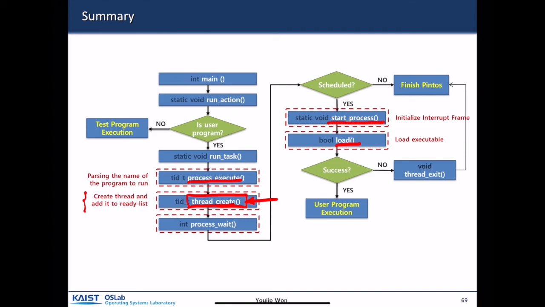And then at start_process, it prepares an interrupt frame so that it can get into user mode from kernel mode and start executing. And then it loads the executable. And then if all this succeeds, you execute the user program.